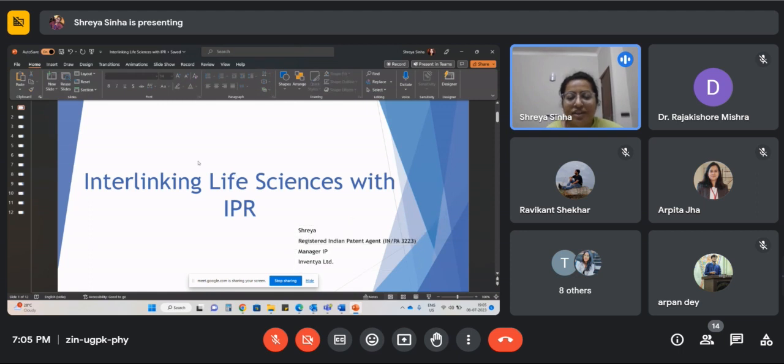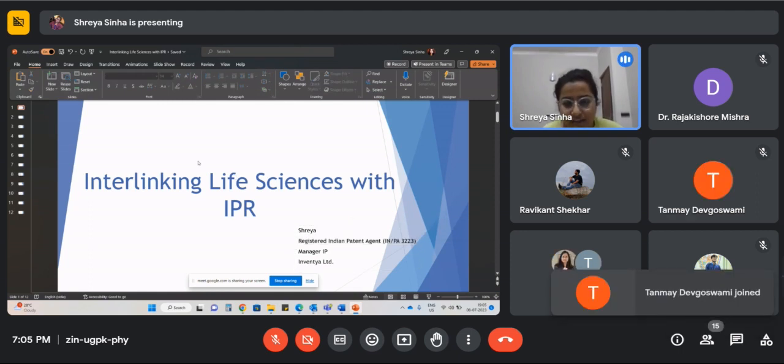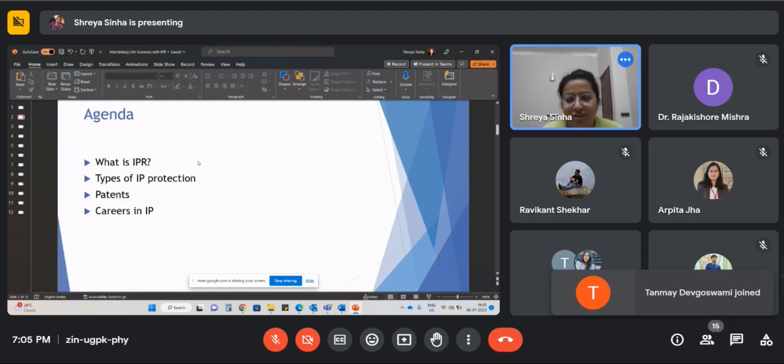So today we'll be discussing how life sciences, which is our domain here, is connected with IPR. The agenda of today's get together is: what is IPR, types of IP protection, patents, which is more relevant to us, since the rest of the IP protection is not relevant to our field, and then careers in IP.